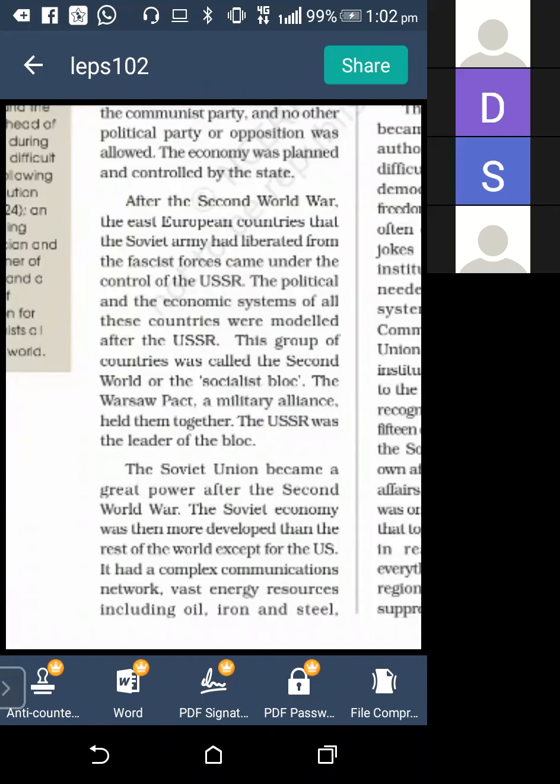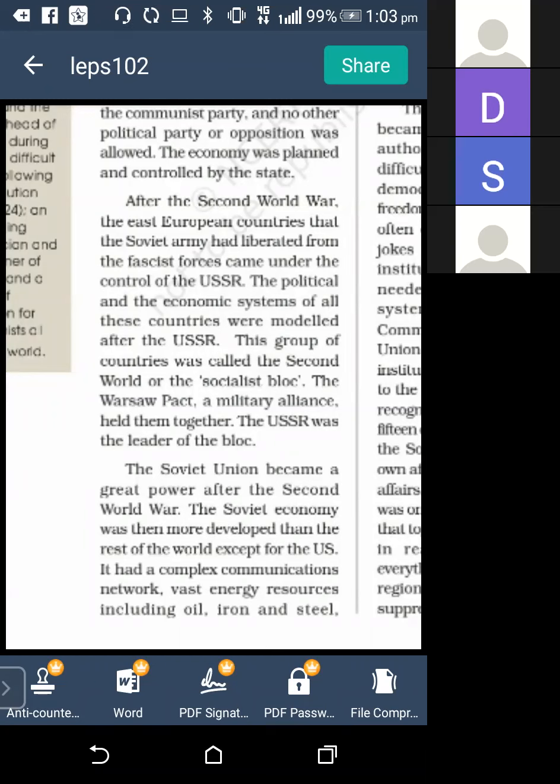The group that was under the USSR was called the Socialist Bloc. Two blocs were there: the Socialist Bloc or Communist Bloc, and the Capitalist Bloc. The Capitalist Bloc was under the influence of the USA, United States of America, and the Communist Bloc, or Socialist Bloc, was under the influence of the USSR.